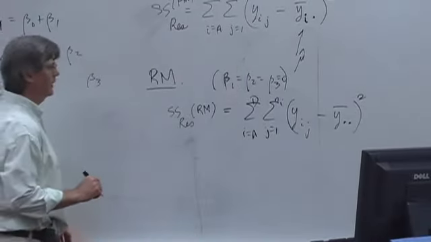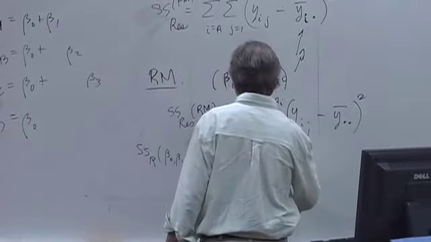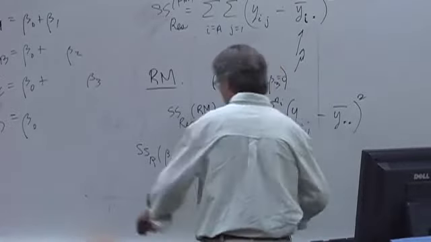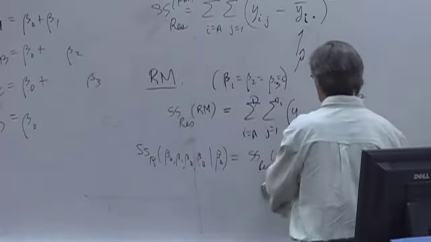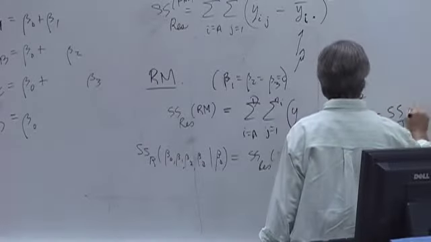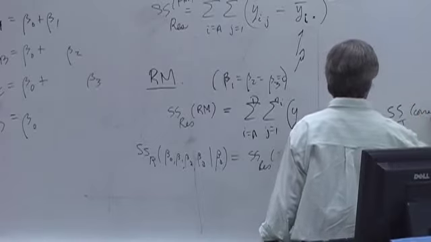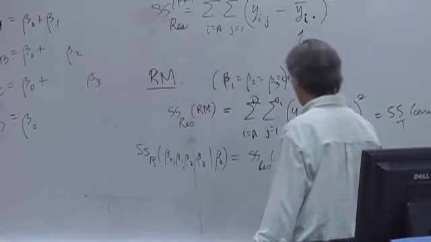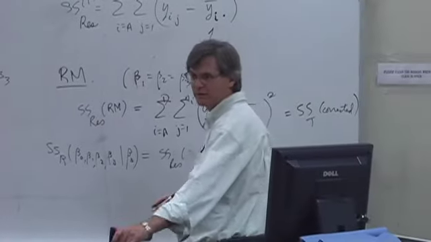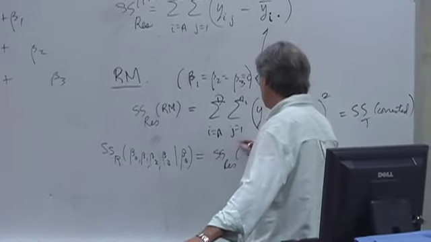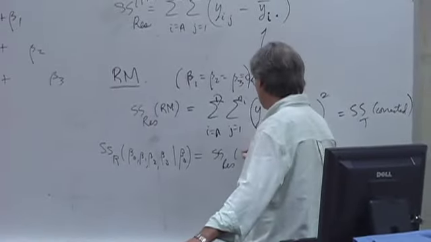So SSR of beta 0, beta 1, beta 2, beta 3 after beta 0 is a notation for the difference of those two things. That's SS res, excuse me, reduced model minus full. All right, and this is actually also what we call total sum of squares. This is SST corrected. Okay? Because that's always what it is when you just have the constant model for means. SS res reduced model minus the SS res full model.